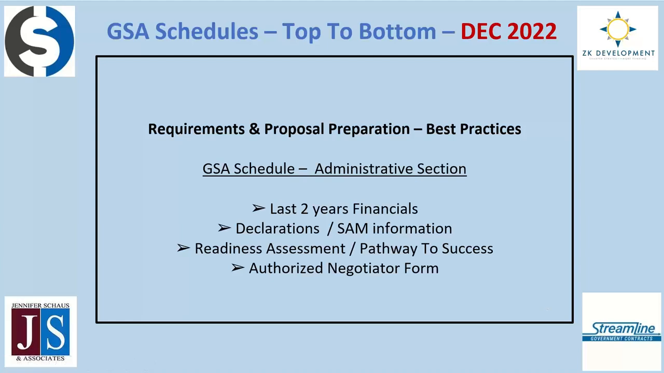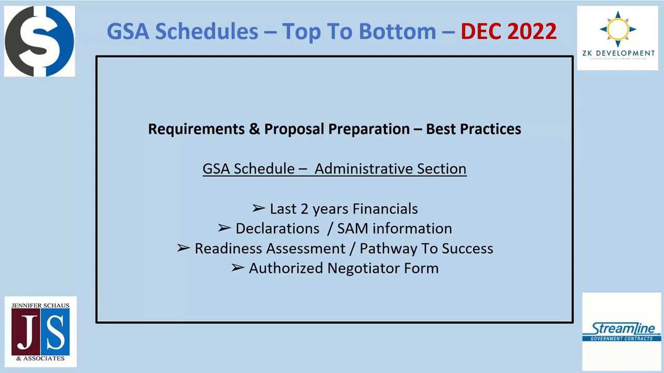Okay, now we're just going to talk about the actual proposal, the three main sections: administrative, technical, and pricing. I'm going to go through these pretty quickly. They're pretty self-explanatory. You'll have your last 2 years balance sheet and income statement. They do not need to be audited. If you've kind of bled into 2023, then you can include your year-to-date 2023 financials.